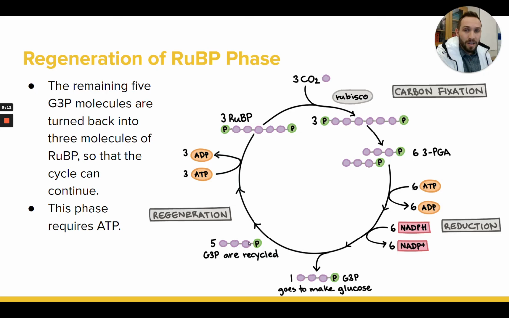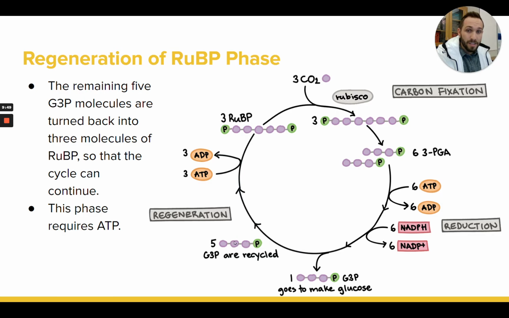So basically what's happening in the last phase, the regeneration of RuBP phase, is we're taking those 5 molecules of G3P and we're just rearranging them into these 3 molecules of RuBP. We're taking all these carbons and rearranging them into the molecules we started the cycle with. To do that, it does require a little bit more ATP to finish this off in these last couple of reactions. And then you officially have the 3 RuBPs that you started with, so the cycle can happen another 3 times with another set of 3 CO2 molecules that enter the cycle.